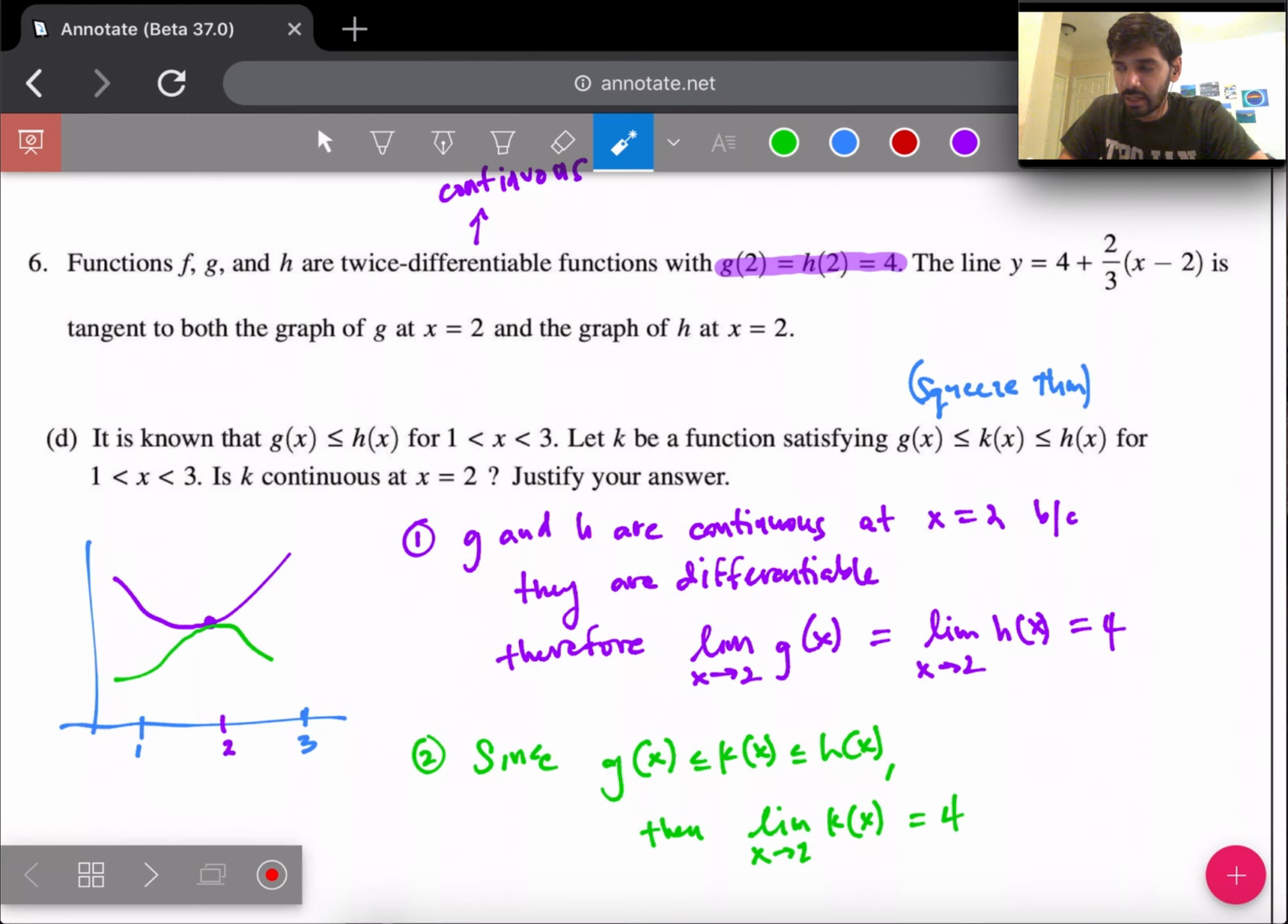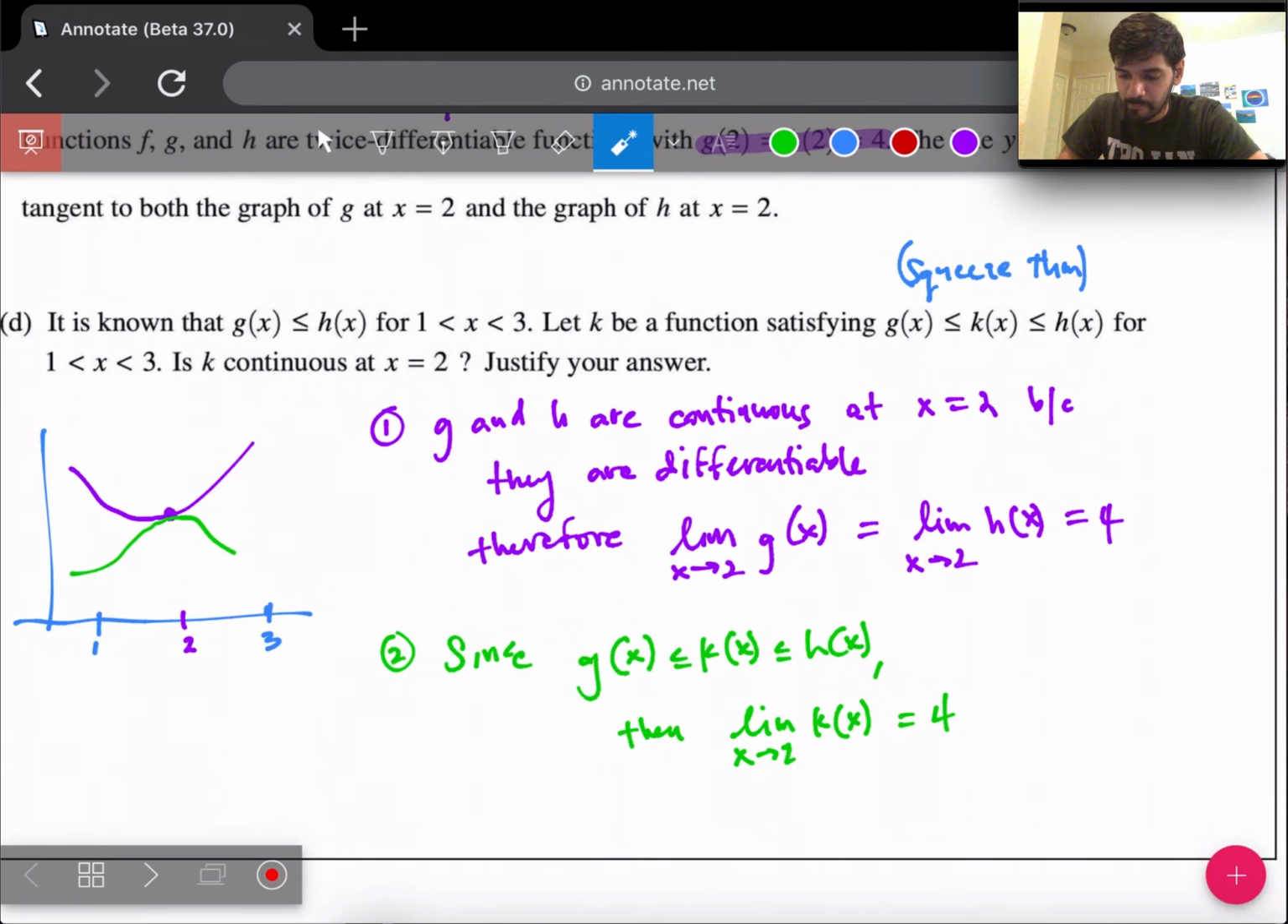And then we also have that since g of 2 and h of 2 up here, g of 2 and h of 2 are equal to 4, it must also follow by this inequality, less than or equal to, less than or equal to, that k must also be equal to 4. So I'm going to extend this sentence and say, and k of 2 equals 4.